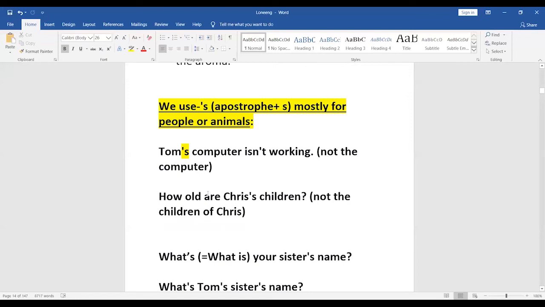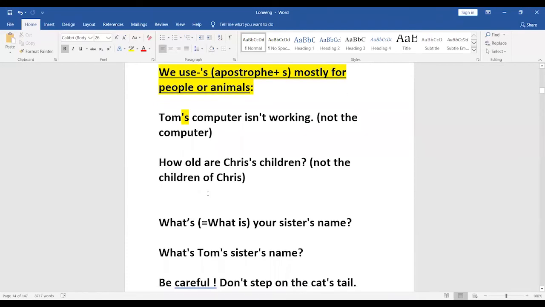It's not that Tom is not working. The computer that belongs to Tom is not working. When you want to say it belongs to someone, you will add an apostrophe S. The next one, how old are Chris's children? We're not worried about the children here. Here we're worried about Chris. So how old are Chris's children? We're not worried about anyone else's children, but specifically Chris's children.